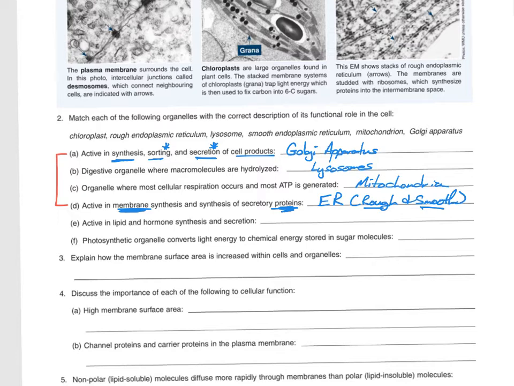Active in lipid and hormone synthesis and secretion, in a sense. Lipid and hormone synthesis, smooth ER. Photosynthetic organelle that converts light into sugar. Chloroplast, that's an easy one.